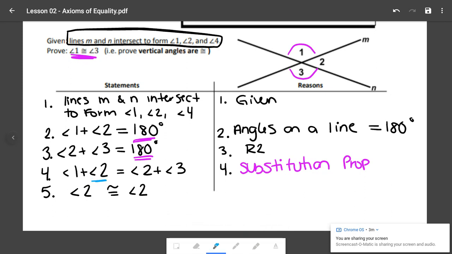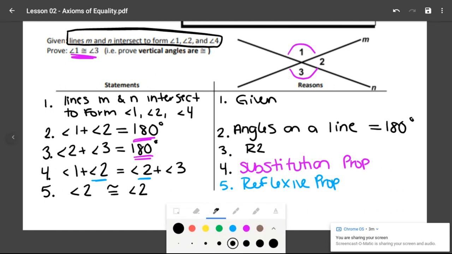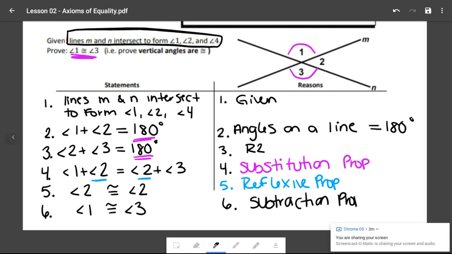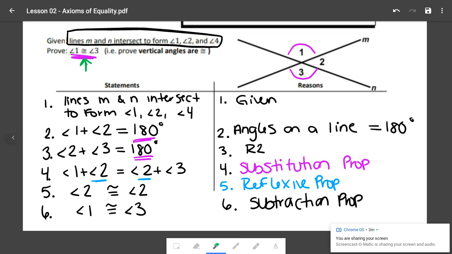So I see this angle 2 and angle 2. Remember, that is our reflexive property from before. Anything equal to itself is the reflexive property. And if we look at this now, 1 plus 2 and 2 plus 3, 2 and 2, we can cancel out those 2's and write angle 1 is congruent to angle 3. And our reason for canceling something out is subtraction. And you'll notice, I know I'm done because I was able to get that as my last statement down the left side.